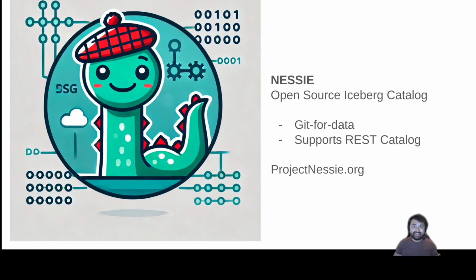If you've ever used Git for working with code, it provides this kind of extra bonus features, which you don't have to use. You could just use it as a straight-up catalog, but you do get the bonus features. And because it supports the REST catalog interface, you get the reach of the REST catalog interface. You can learn more about Project Nessie at projectnessie.org. This will be the catalog we'll be using for our hands-on exercises, which we'll be getting to very soon.